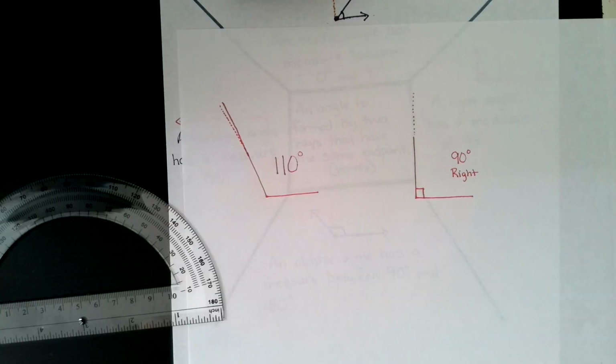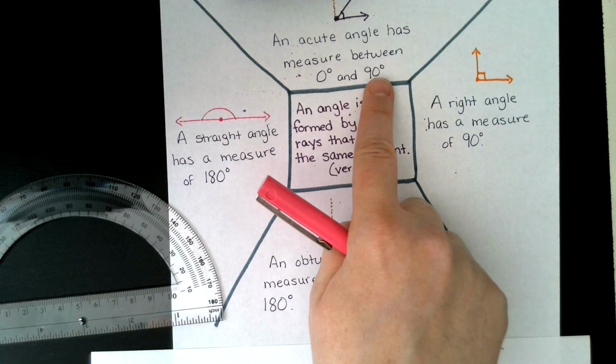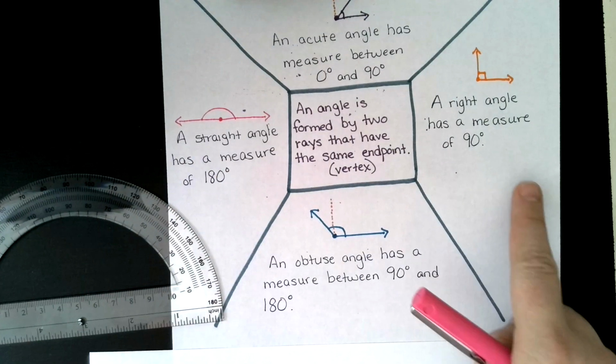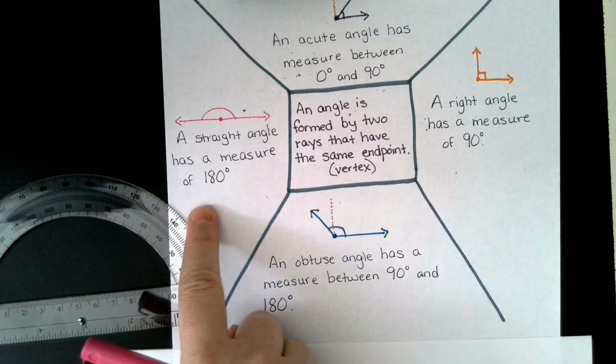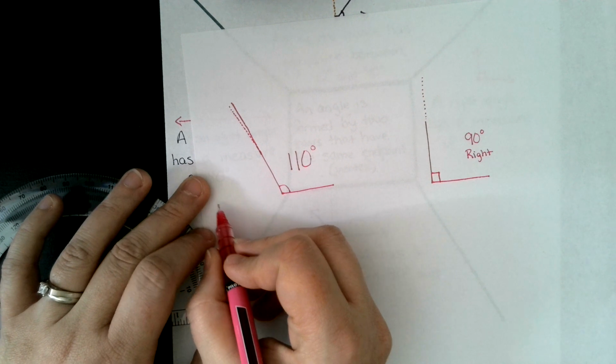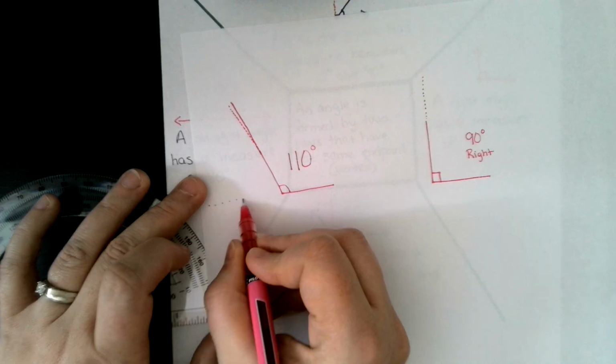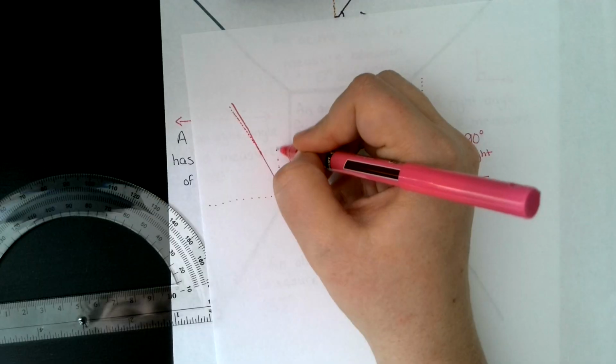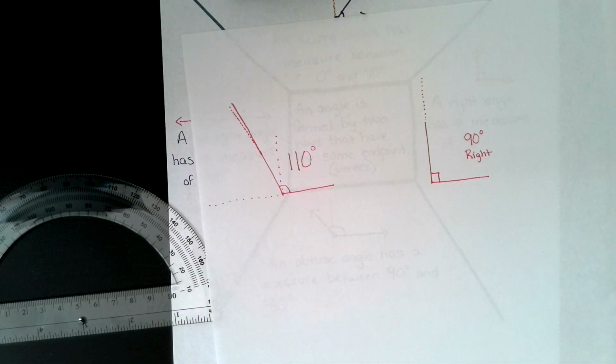Between 0 and, no, it's not an acute angle. It's not 90. It's not 180. It's 110. It's obtuse. Do you see that? It's bigger than this one, but it is not quite a straight line. It comes between a right angle and a straight angle, okay?